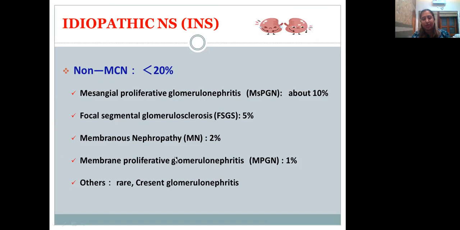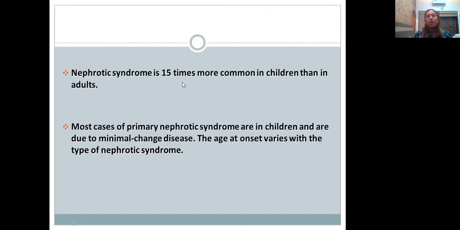So these are the types of non-MCN type of nephrotic syndrome, which usually occurs in about 20% of cases of idiopathic nephrotic syndrome. And non-MCN type of nephrotic syndrome is associated with a much worse prognosis as compared to children who are affected by minimal change nephrotic syndrome. So nephrotic syndrome epidemiology: it is 15 times more common in children than in adults. And most cases of primary nephrotic syndrome in children are because of minimal change disease. The age at onset also varies with the type of nephrotic syndrome.